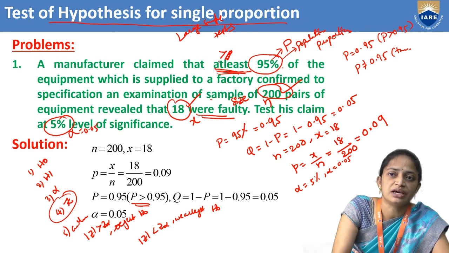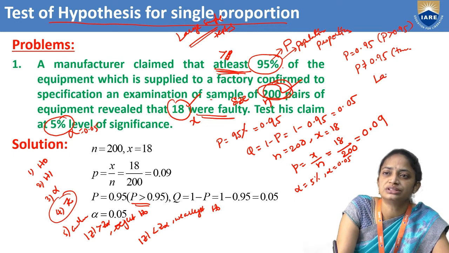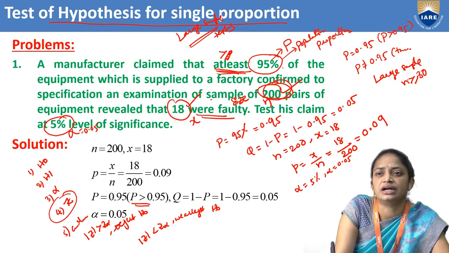Now check whether it is a large sample or not. Here they have given that n equal to 200. So what is a large sample? We know that a large sample is one where the sample size n is greater than or equal to 30. Here the n value is 200, so that is a large sample.